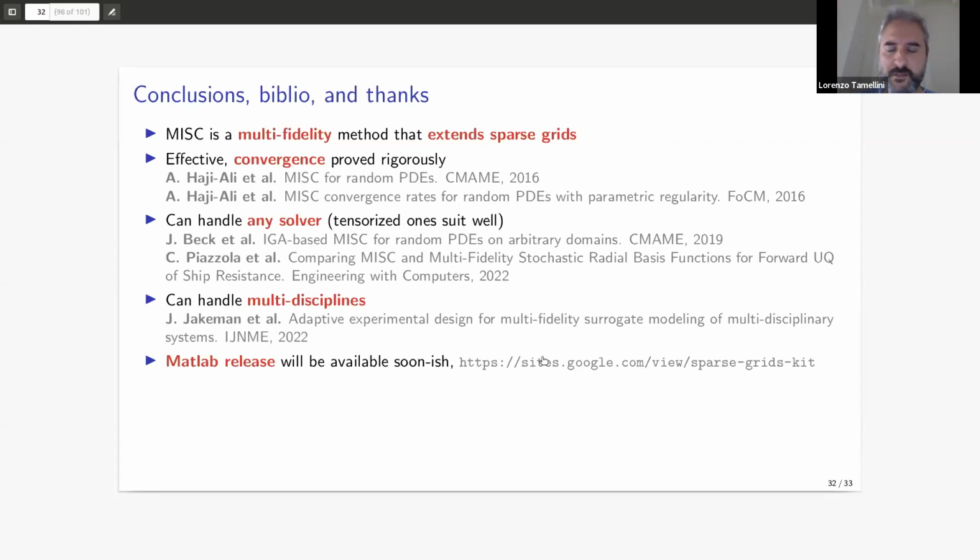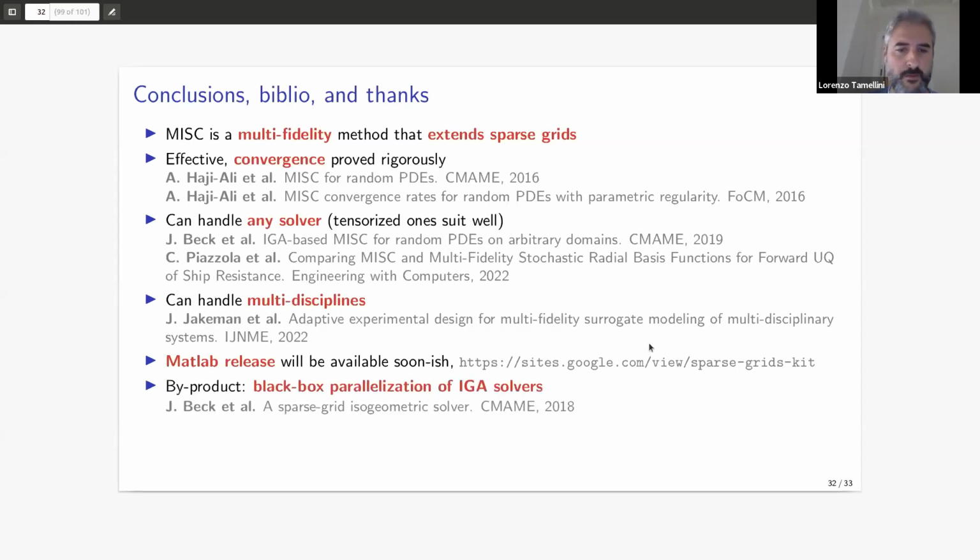The website is going to likely be this one, where if you go there, you already find the latest release of the sparse-grid kit, which is a MATLAB implementation of sparse grids for stochastic collocation. You might go there and take a look, by the way.